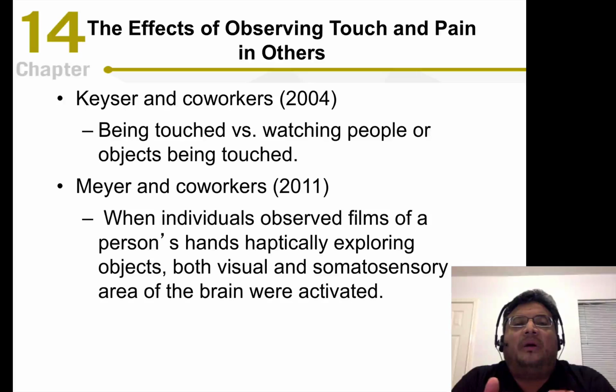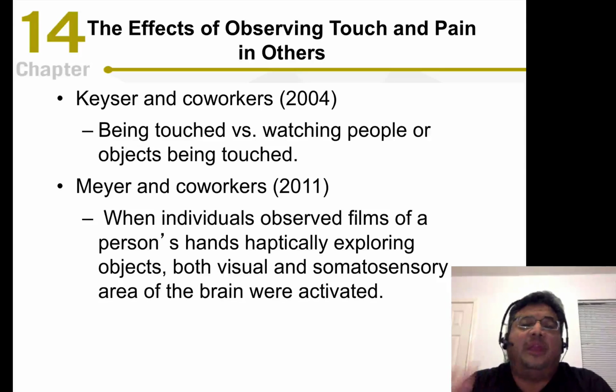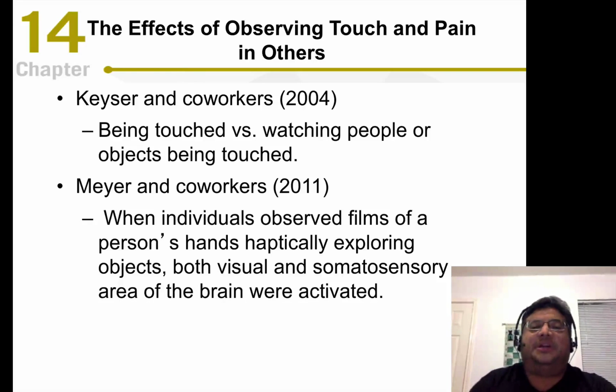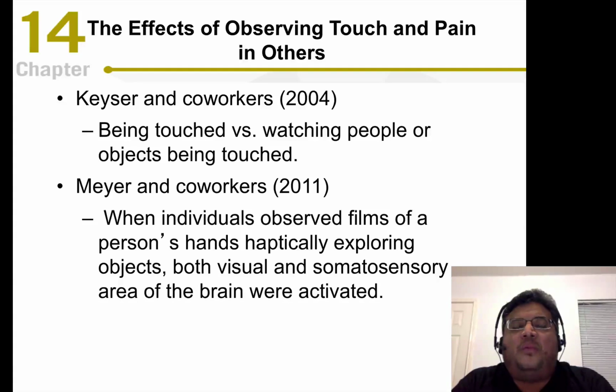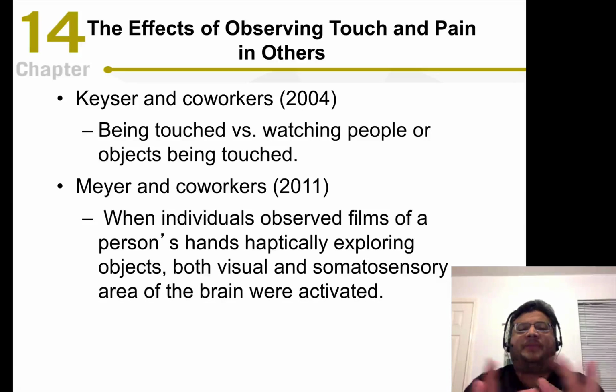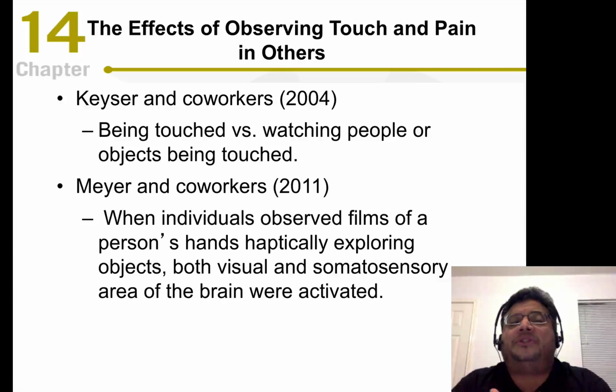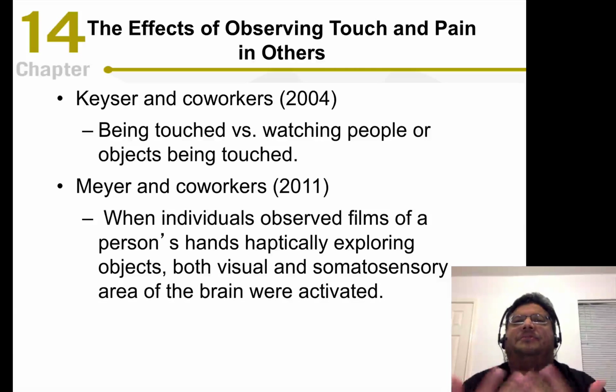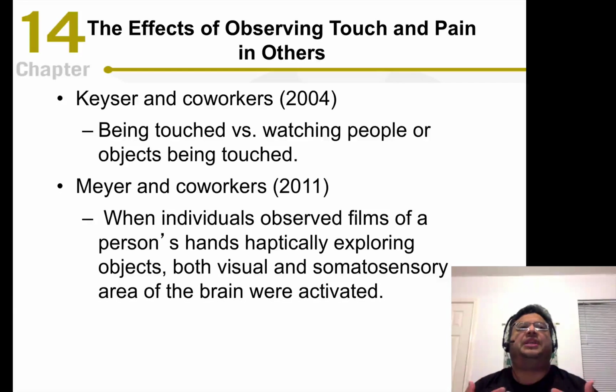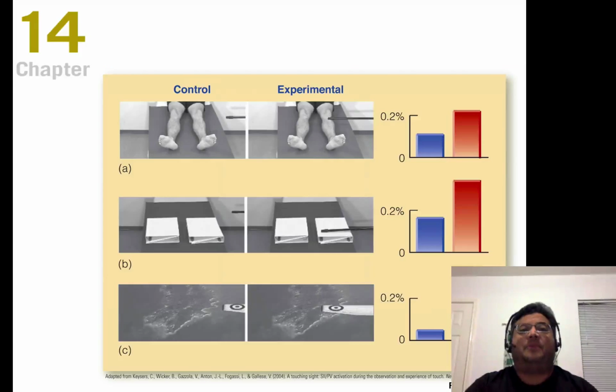So Keysers, in the 2004 study, found that watching people being touched in certain spots activated the same areas as when they were being touched themselves, unlike when objects were being touched. And Meyer noticed that when people were observing others haptically exploring objects, their visual and somatosensory areas of the brain were also activated, which tells us that we use our somatosensory system to visualize and perceive what is happening with other people.